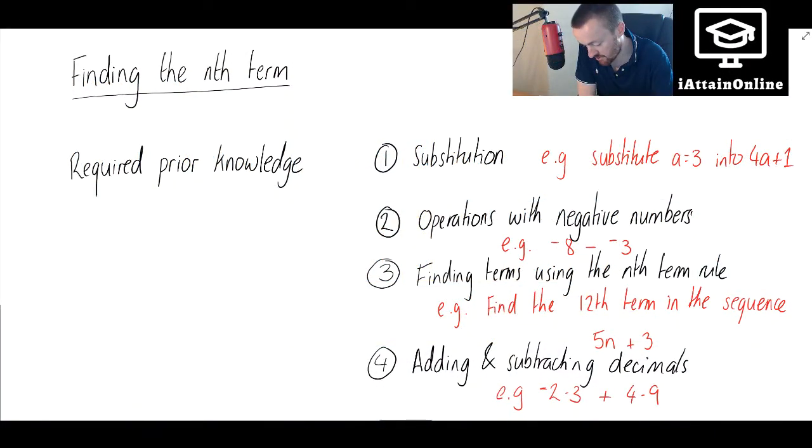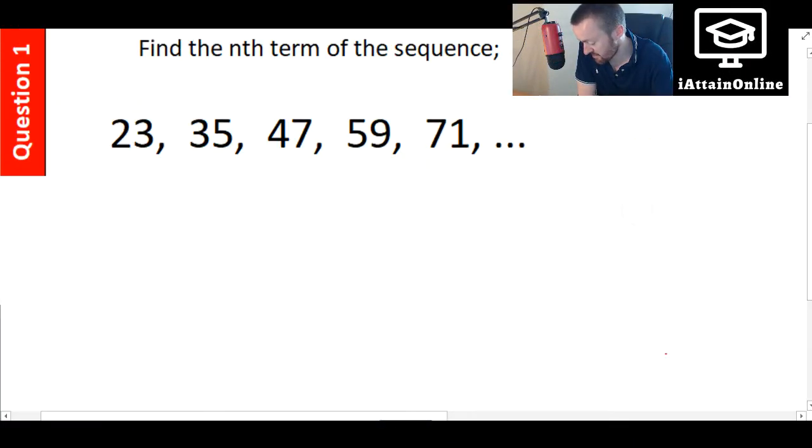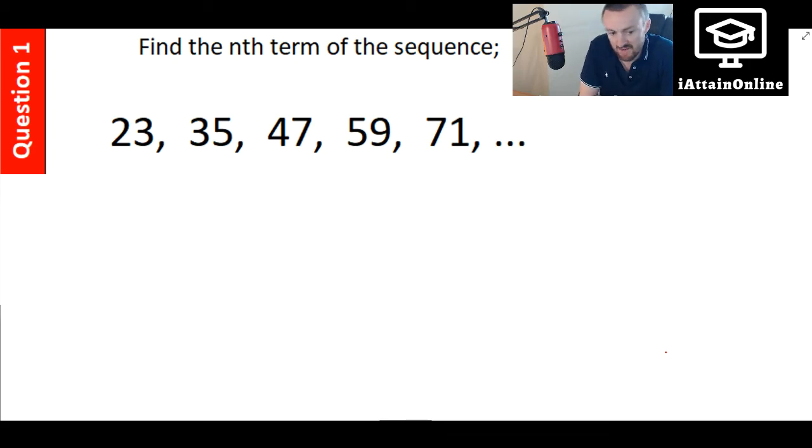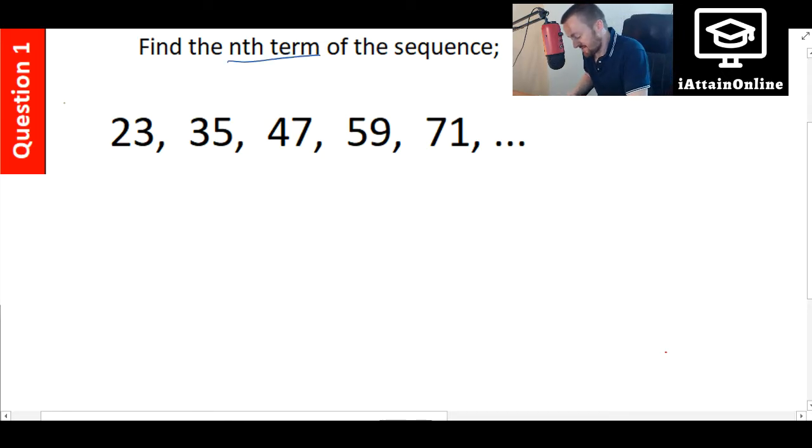Okay, I'm going to go through 4 examples of increasing difficulty. So you'll be given a sequence like this one, and you will be asked to find the nth term of that sequence. The first term here is when n is 1, and this term in the sequence is 23. The second term is 35. The third term is 47, and so on. And this sequence will go on and on.